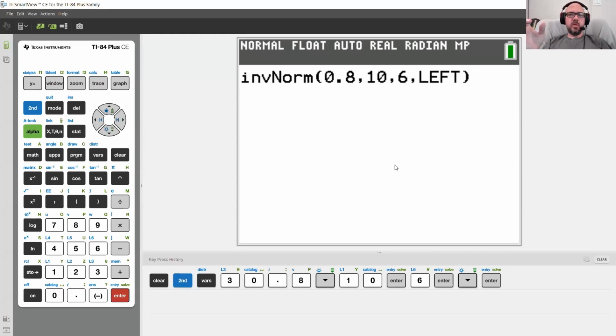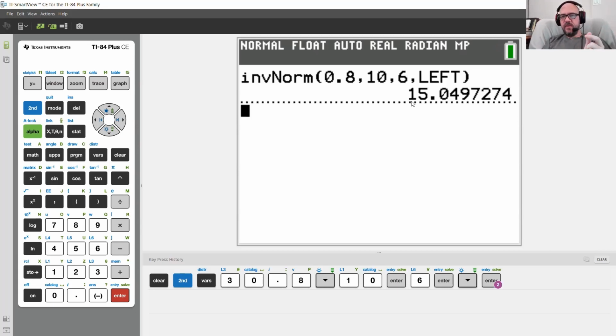If you don't see that screen, and I think pretty much everybody sees that screen at this point, but if you have an old calculator, more than 5 or 6 years old, there's a good chance you might just have to type this in. You find inverse norm in the same spot, INV norm, in distributions, second bars. Then you just type in 0.8, 10, 6: area, mean, standard deviation. It won't give you this screen. Just 0.8, 10, 6, close parentheses, hit enter, and it'll give you this number. That means that the question mark I had was 15.05, let's say.